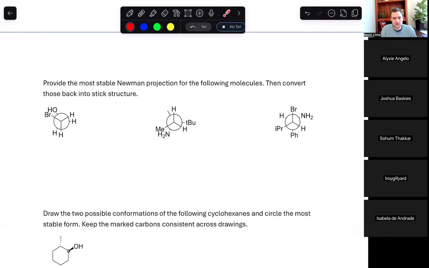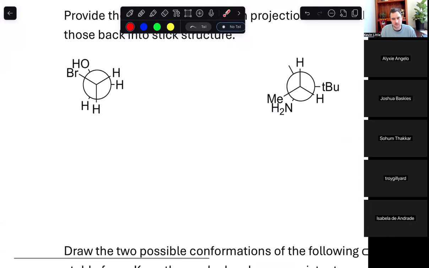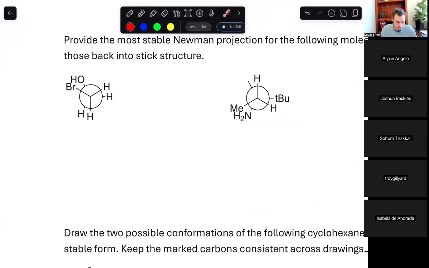Draw the most stable Newman projection for the following molecules, then convert them back into stick structure. This is a poorly written question if I want to grade this easily, because on a test I'm going to define where things are. The point is I want to see if you can rotate bonds in a Newman projection. Here, OH and bromine are clearly the two biggest things, so they need to be anti to each other. So I'll just rotate the front bond here. It doesn't really matter because I haven't defined anything.